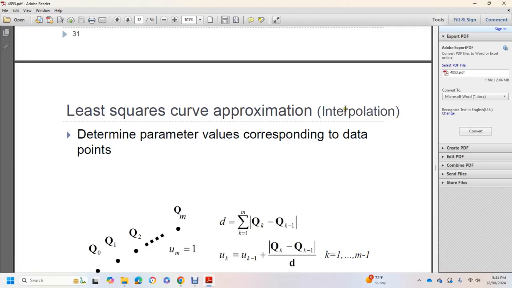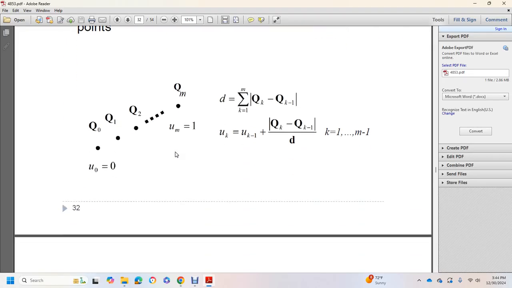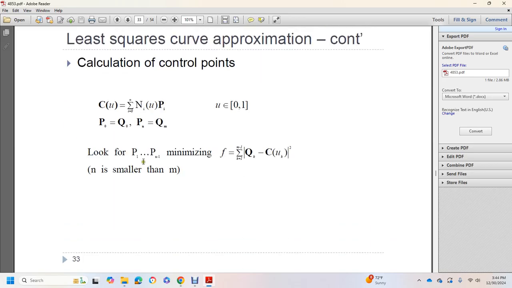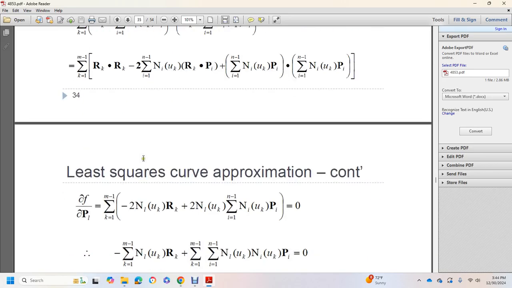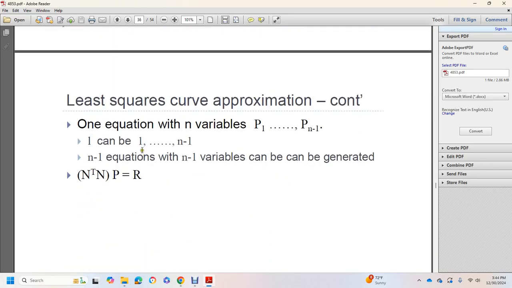Least squares curve approximation and interpolation. Determine the parameter values corresponding to the data points. Calculate the control points. In least squares curve approximation, with parameter values from 1 to n minus 1, n minus 1 equations and n minus 1 variables can be generated.